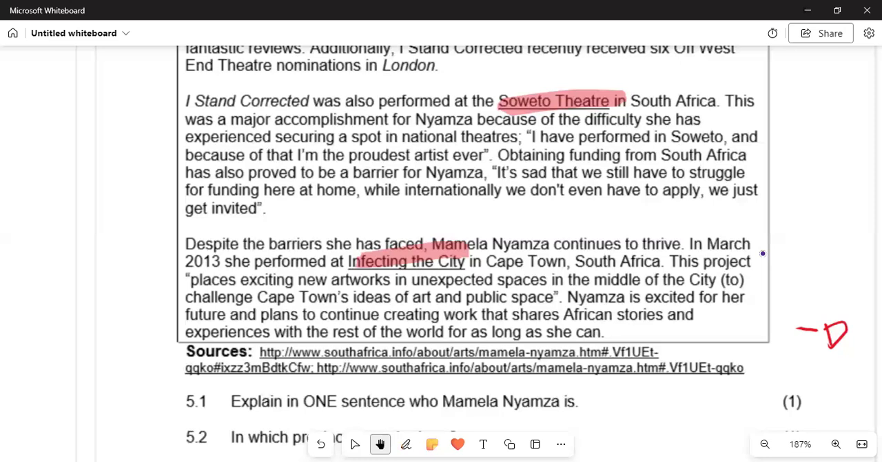In March 2013, she performed at Infecting the City in Cape Town, South Africa. This project places new and existing artworks in unexpected spaces in the middle of the city to challenge Cape Town's ideas of art in the public space. Nyamza is excited for her future and plans to continue creating work and sharing African stories and her experience with the rest of the world as long as she can.